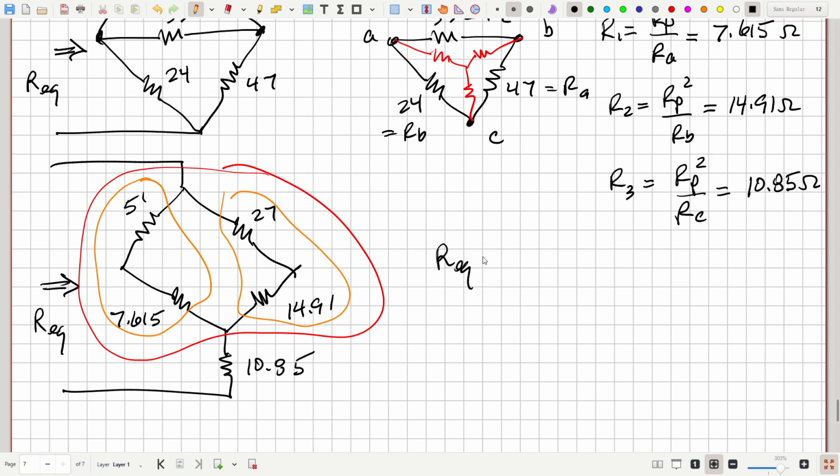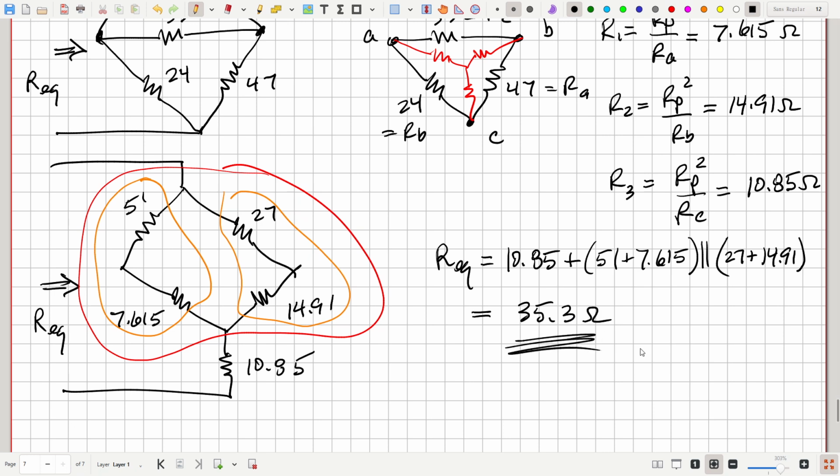So our equivalent is 10.85 plus this series combination, which is 51 plus 7.615, sorry. And that's in parallel with this series combination, 27 plus 14.91. And we punch those numbers and we get 35.3 ohms as our final answer.